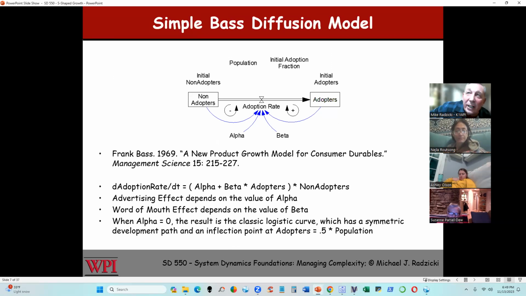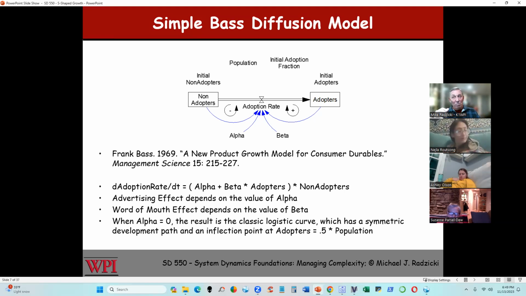Okay, so let's look at our first model here. This has a lot of interesting things going on. It's called the Bass diffusion model. Now, the first thing to note is everybody in system dynamics knows the Bass diffusion model. I mean, absolutely everybody. It's the example that's used in every software package, every software manual, every book. Everybody uses the Bass diffusion model.